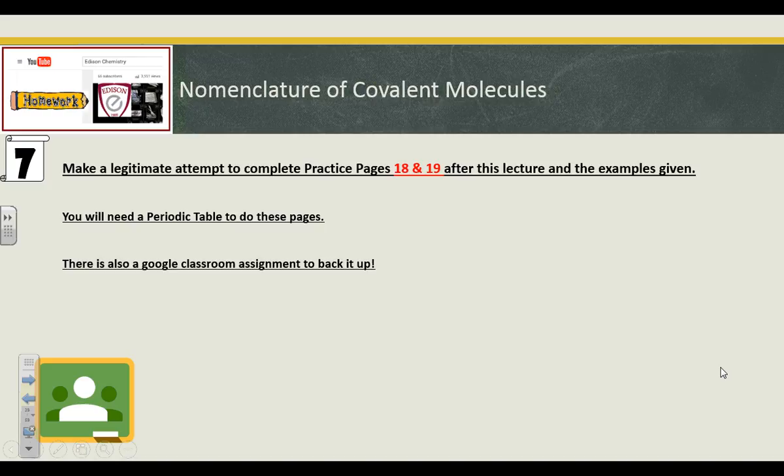There are 2 pages, 18 and 19, on this. You'll need a periodic table to do these pages, and a Google Classroom assignment to back it up. So keep in mind, Lewis structures of covalent compounds, difficult, rare. Naming covalent compounds, easy, common. Naming ionic compounds, easy, common. Drawing Lewis structures of ionic compounds, difficult, rare.